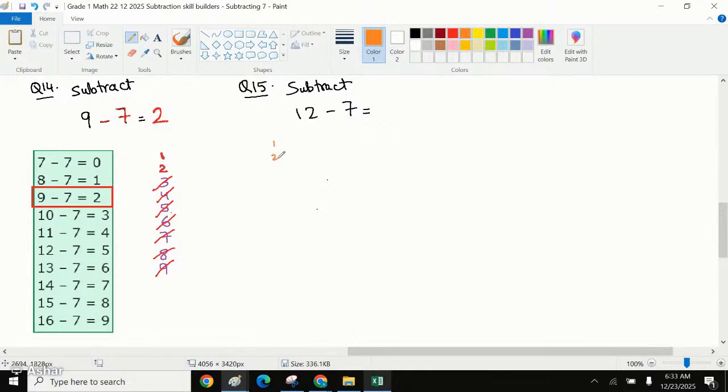We write 1, 2, 3, 4, 5, 6, 7, 8, 9, 10, 11, and 12, right? So if we have written the 12 numbers, how many numbers do we need to remove? We need to remove 7 numbers. Let's start removing. 1, 2, 3, 4, 5, 6, and 7. So how many numbers are we left with? We are left with 5 numbers, right? Okay. Thank you so much for answering.